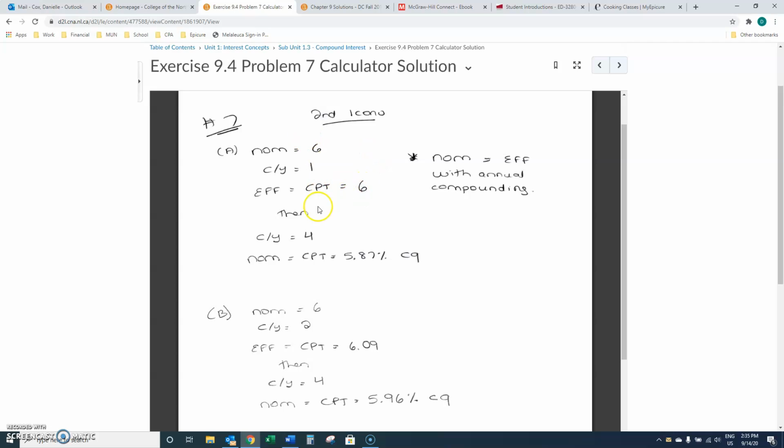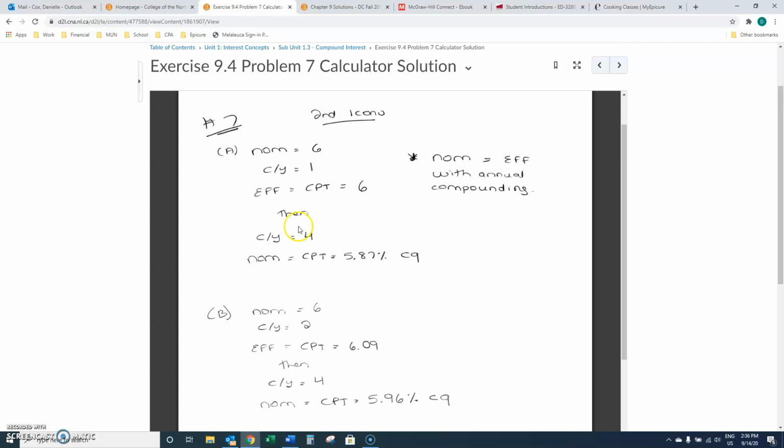Now I wrote all the steps in, even though in part A, we start off with the 6% that we're given, which is the nominal rate. It's compounded annually, which means there's one period compounding per year. We calculate the effective rate, which is also going to be 6, because with annual compounding, the nominal and effective rates are the same. But I put these steps in because these are the steps you would follow for any of the solutions.